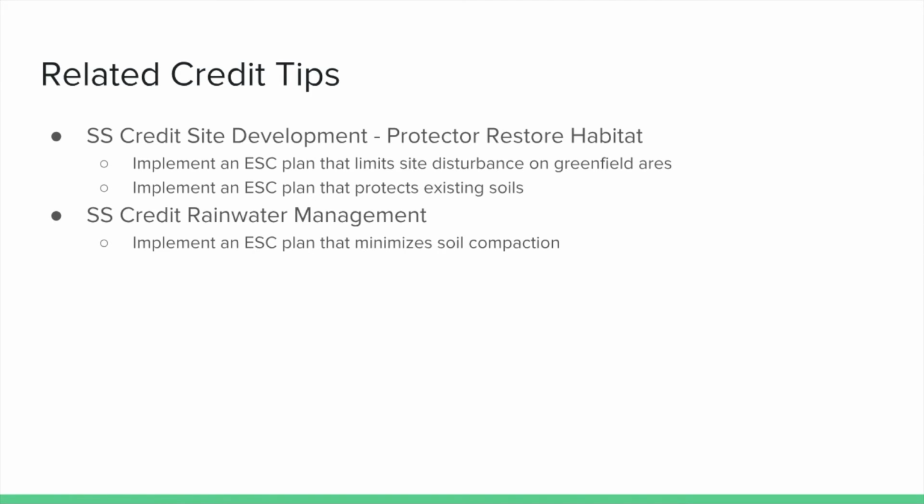The other credit is rainwater management, and for that you implement an ESC plan that minimizes soil compaction where vegetation will be planted or where infiltration measures will be installed, and this is to support reducing runoff volumes.